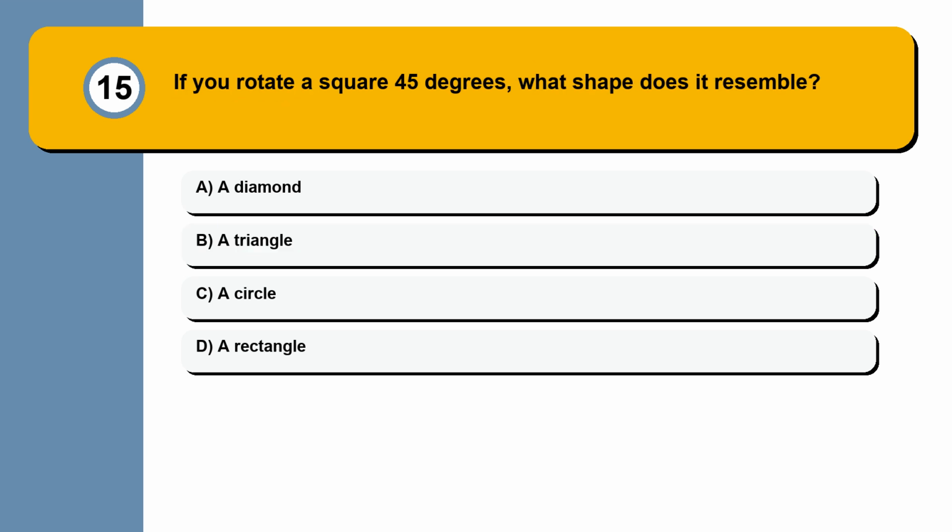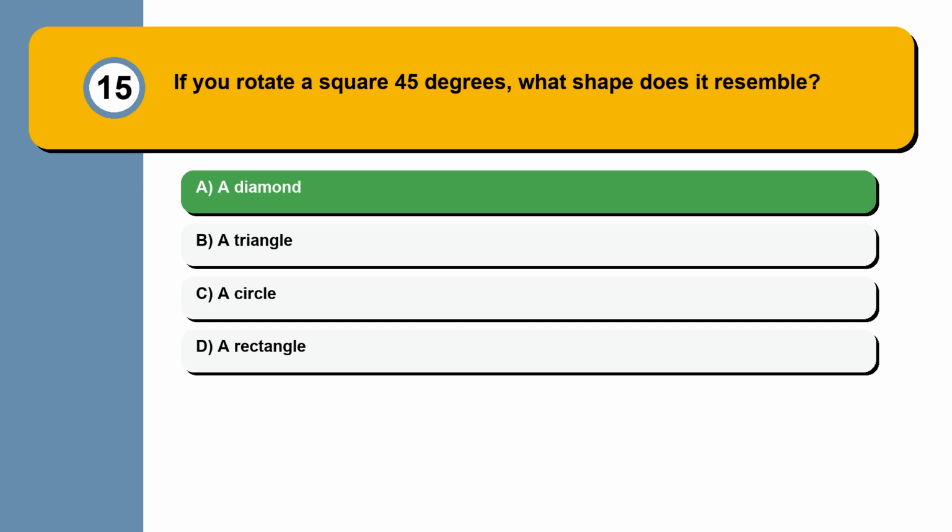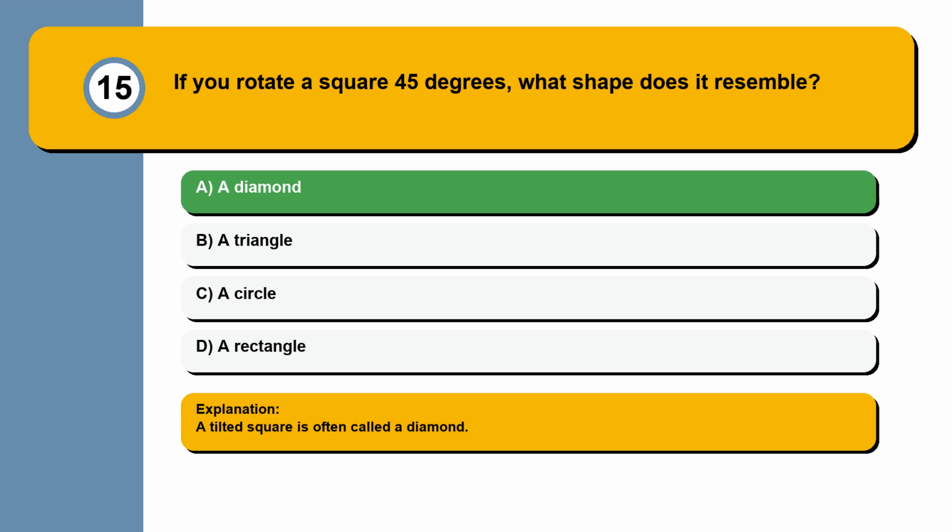Question 15. If you rotate a square 45 degrees, what shape does it resemble? A diamond, a triangle, a circle, a rectangle. A tilted square is often called a diamond.